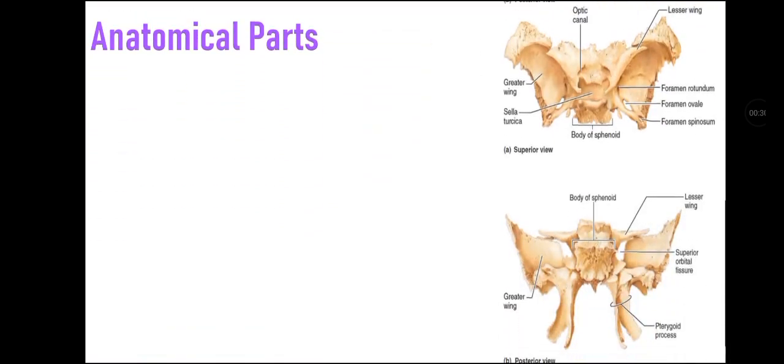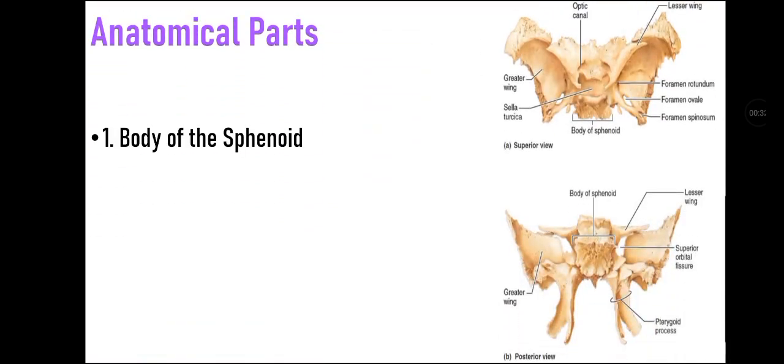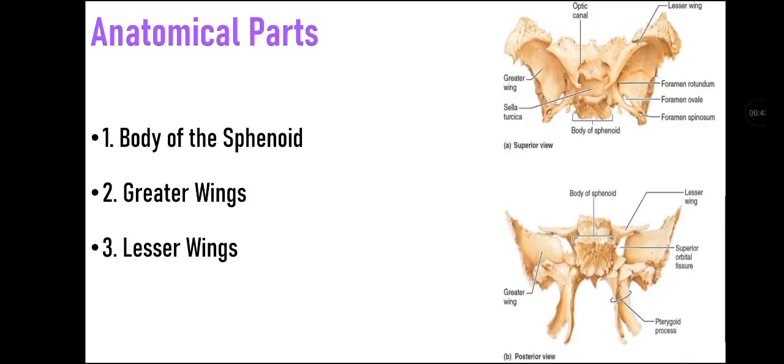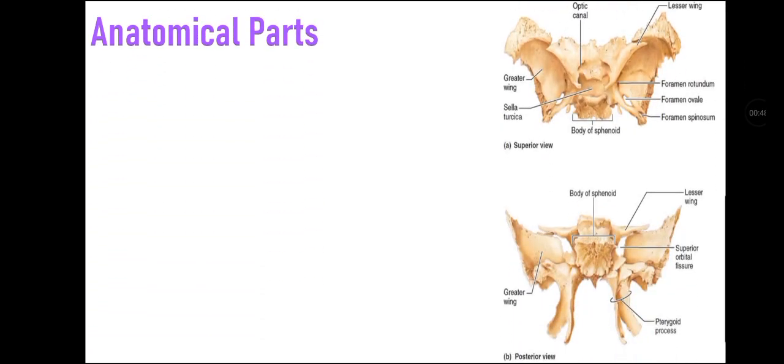Talking about its anatomical parts, it has body of sphenoid, as you can see here in the diagram, it is visible in superior view as well as posterior view. Greater wing, as you can see in diagram. Lesser wing, you can also see in diagram, and pterygoid process. Let's talk about these anatomical parts one by one.